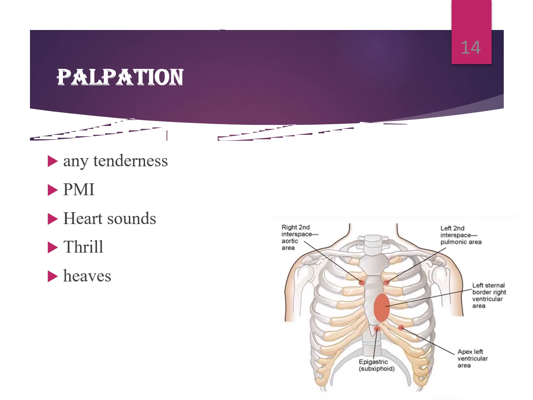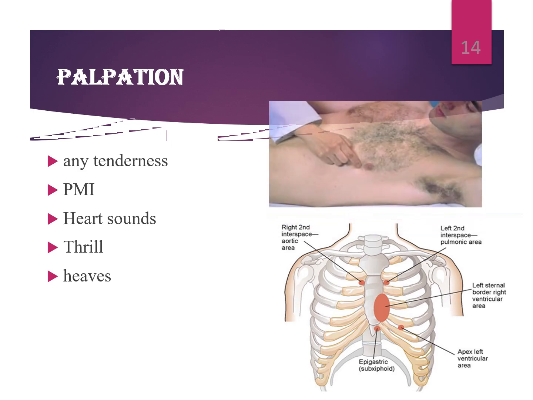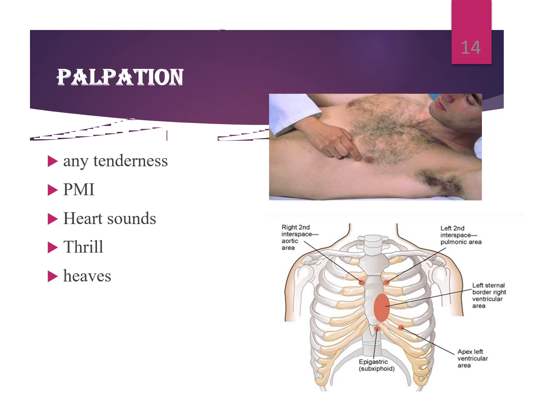These are the areas where we find the heart sounds. The right second interspace is called the aortic area, the left second interspace is the pulmonic area, the left sternal border is the right ventricular area, and the apical area is the left ventricular area. This is how we palpate the heart sound. In this case, the heart sound is being palpated at the apex.